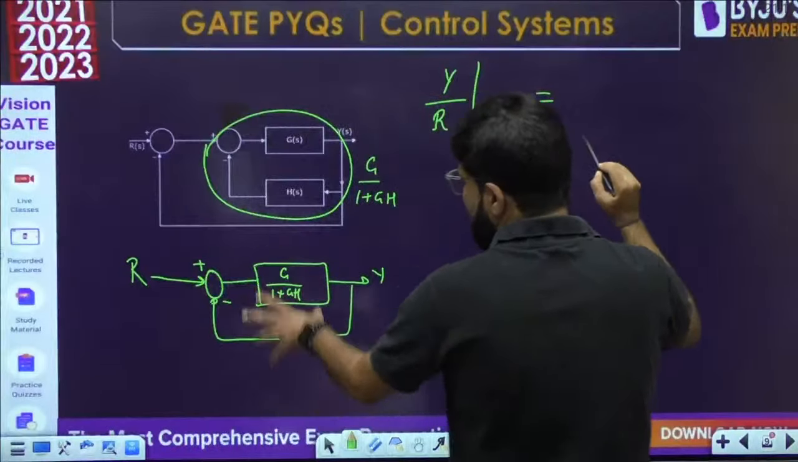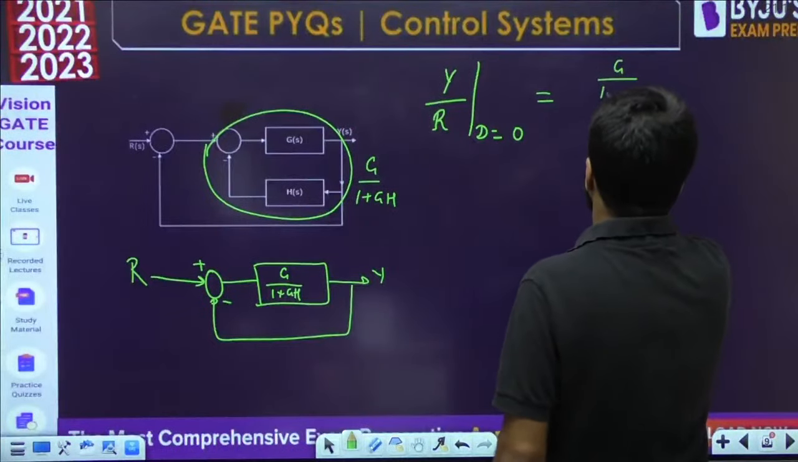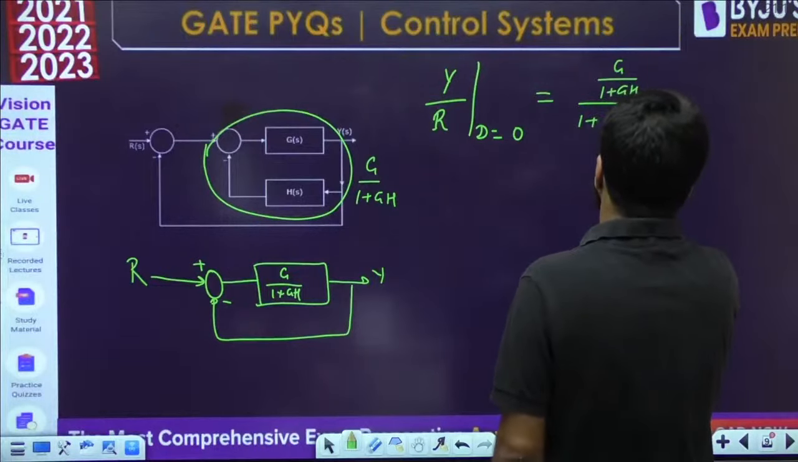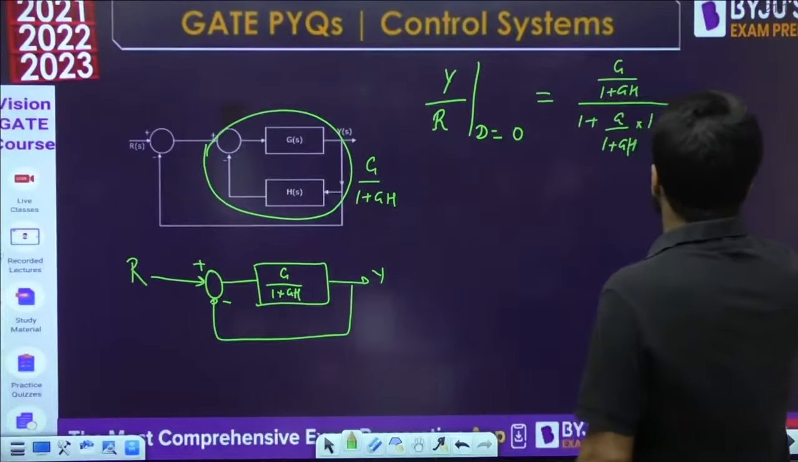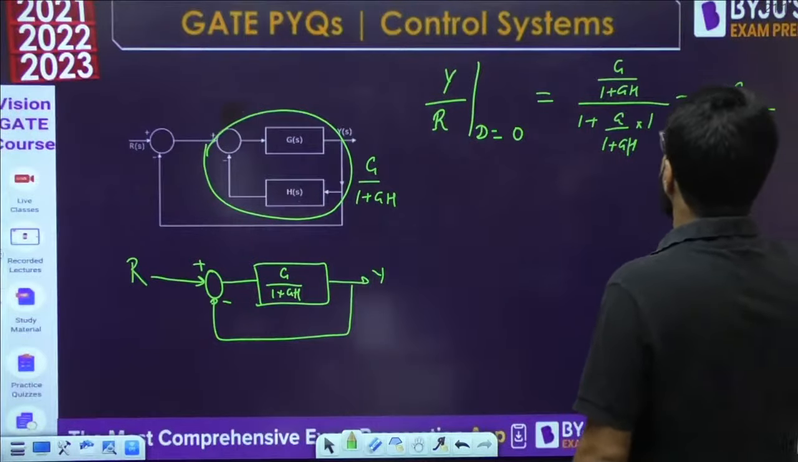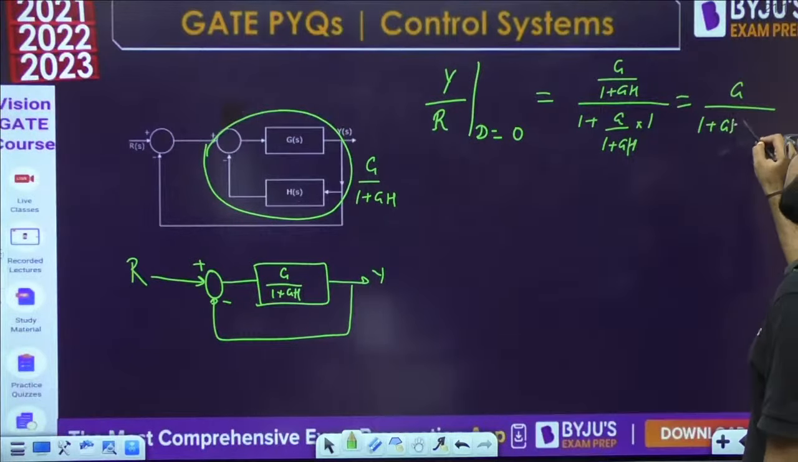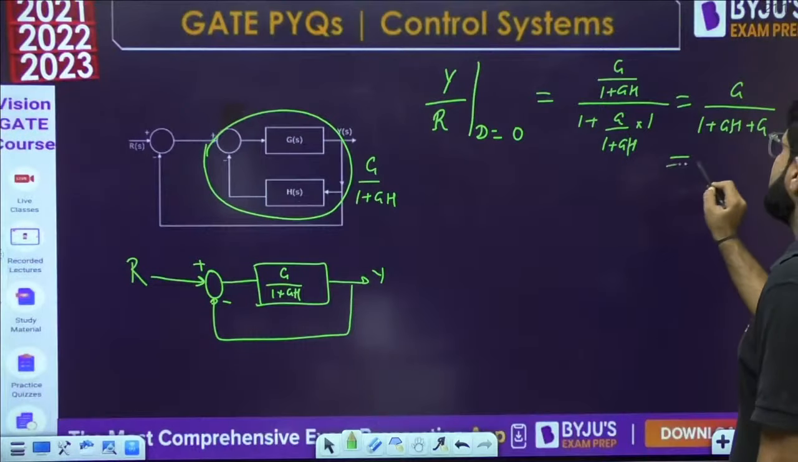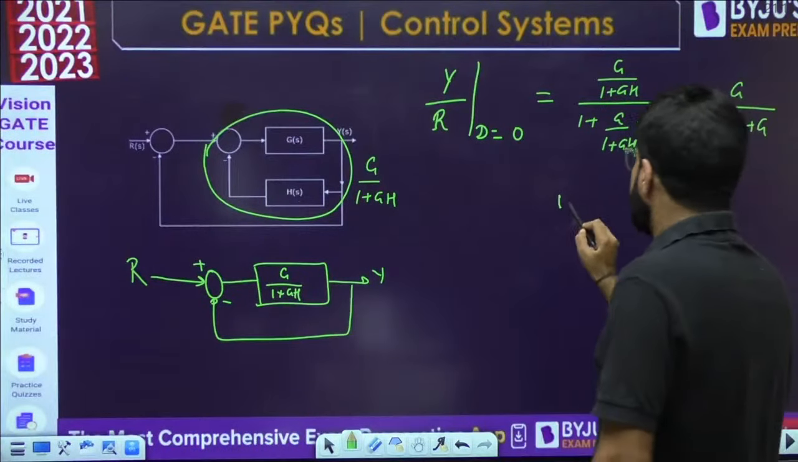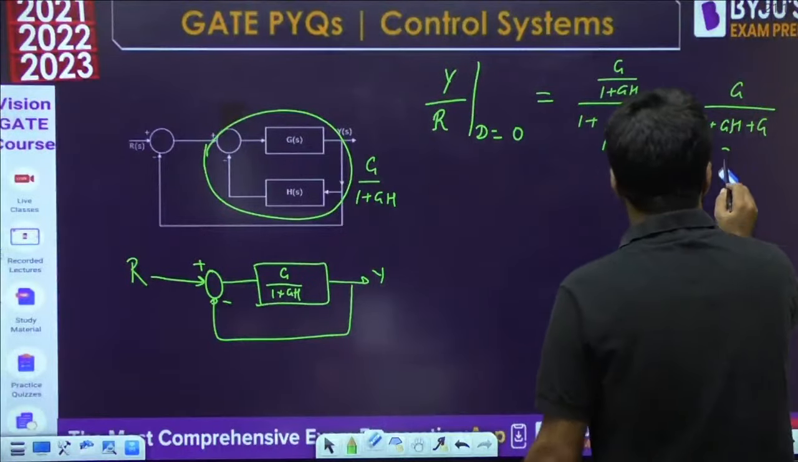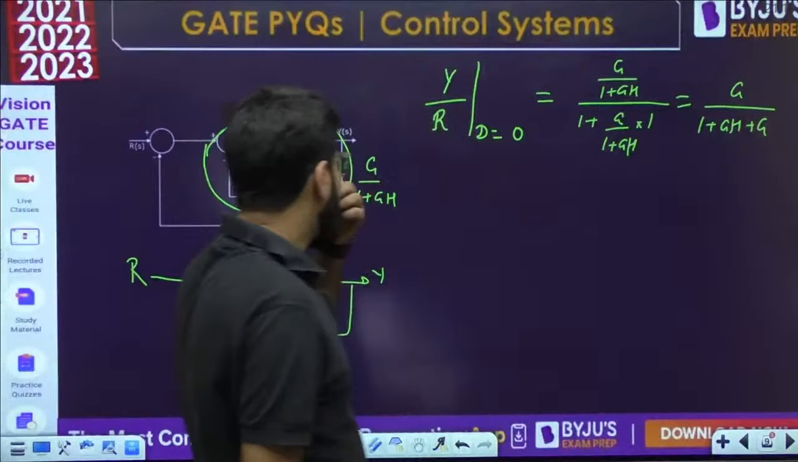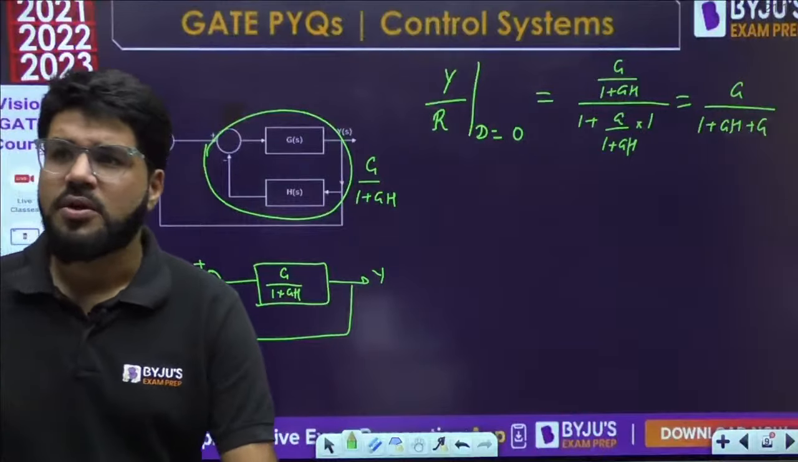So what is going to be the final transfer function? Applying the formula again, G upon 1 plus GH is the forward path gain, divided by 1 plus G upon 1 plus GH multiplied by 1, because the final feedback path is unity. Solving it completely, I should get G upon 1 plus GH plus G. This is G1, we'll call it later. This is Y by R.